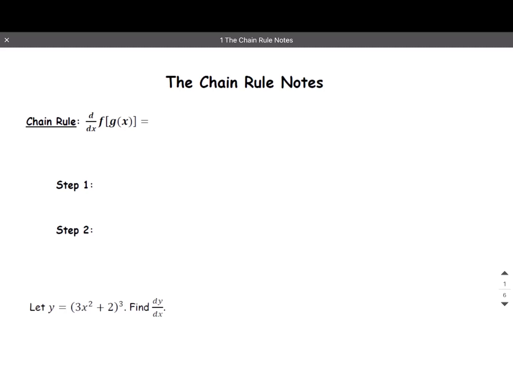Hi guys. Alright, today we're going to talk about the chain rule. So the chain rule is also sometimes called the outside-inside rule or the inside-outside rule.